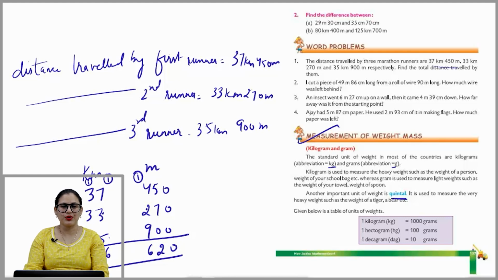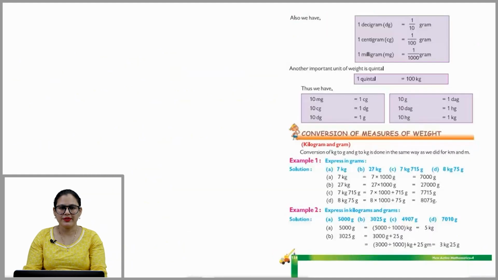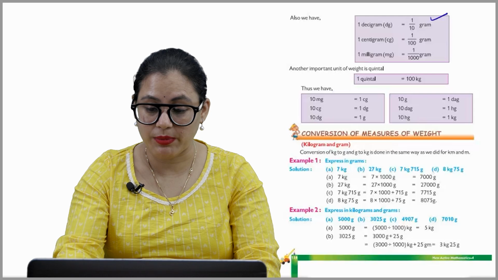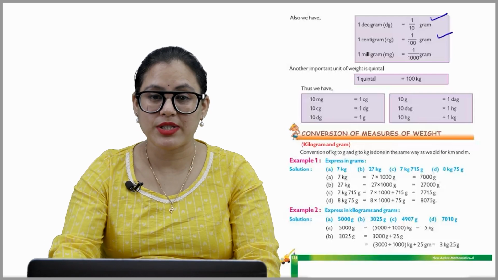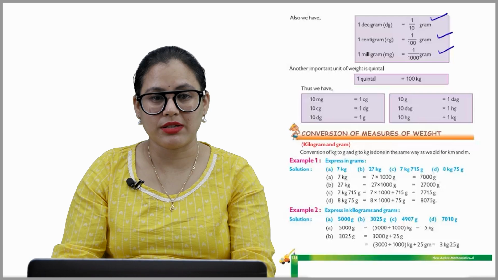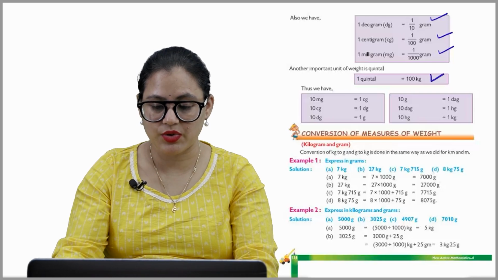Given below is a table of units of weight. 1 kilogram is equal to 1000 gram, which you already know. 1 hectogram is equal to 100 gram and 1 decagram is equal to 10 gram. Also we have 1 decigram is equal to 1 by 10 gram. 1 centigram is equal to 1 by 100 gram and 1 milligram is equal to 1 by 1000 gram. Another important unit of weight is quintal. 1 quintal is equal to 100 kg.